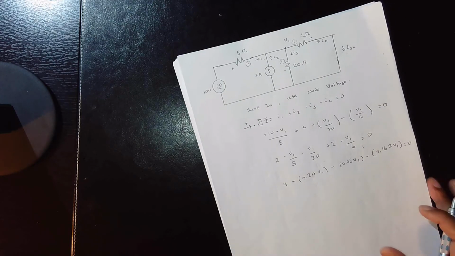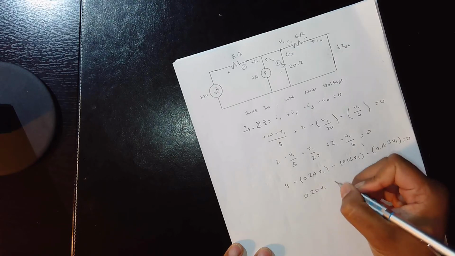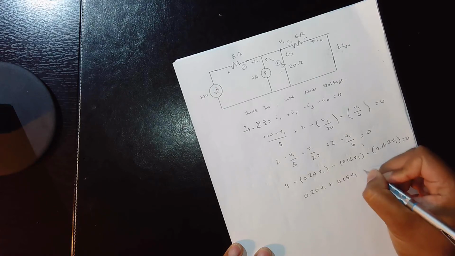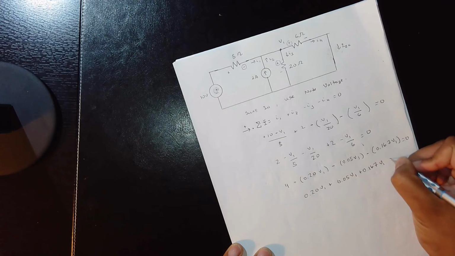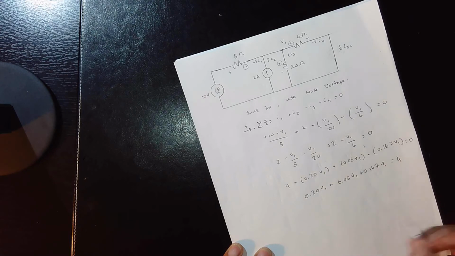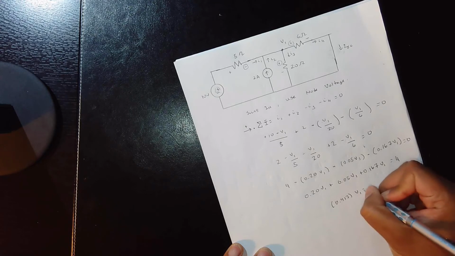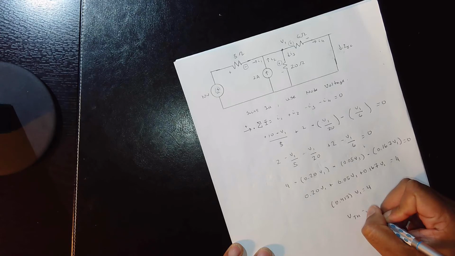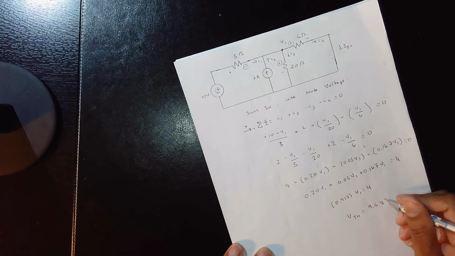Now, a little bit of algebraic manipulation: 0.20 V1 plus 0.05 V1 plus 0.167 V1 is equal to 4. This flips to this side here, and the negatives cancel out. That will give you 0.417 V1 is equal to 4, which gives you V1 equal to 9.6. Now we're solving for I of Norton.